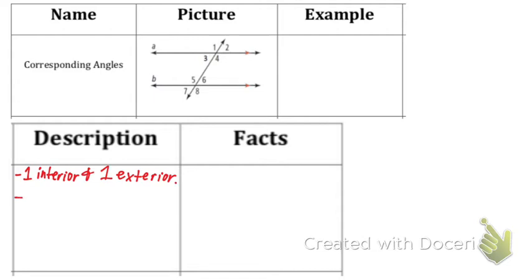The second bullet point is that they are on the same side of the transversal.